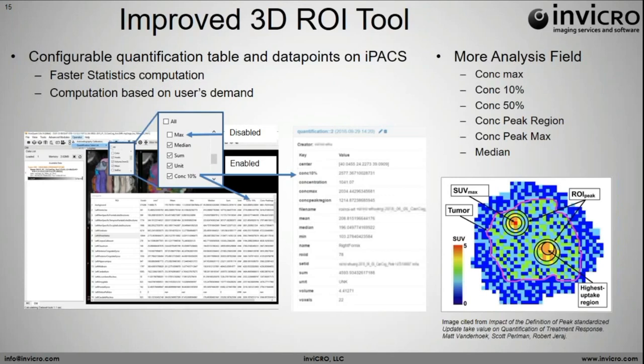There's now a flexible interface, again with a similar data selector widget, to turn certain columns off and on and control what you want to have in that table very easily. Especially since some of them are more expensive to compute. For instance, the SUV peak can be more computationally intensive. You might want to exclude that if you don't need it, or include it if it's important to you.